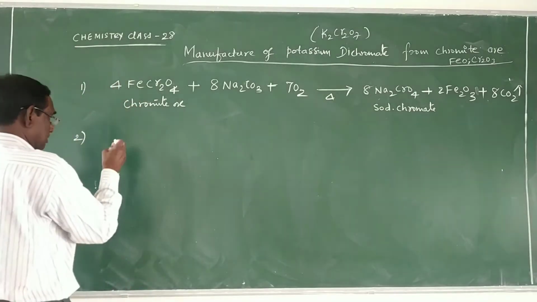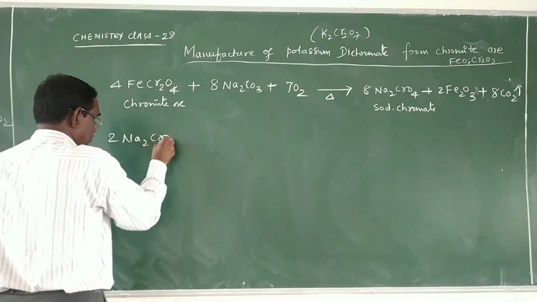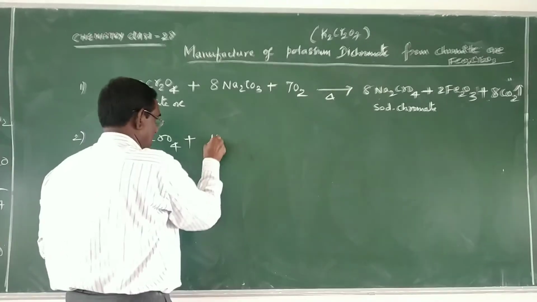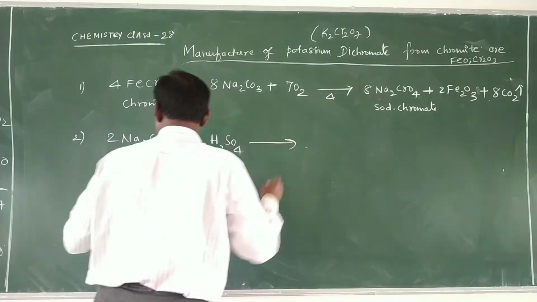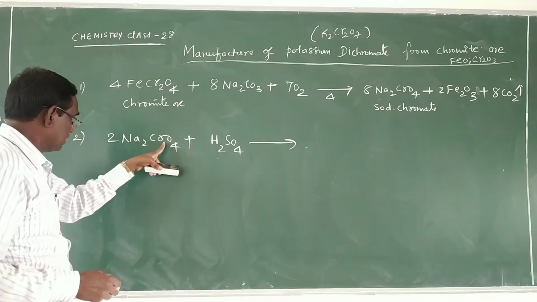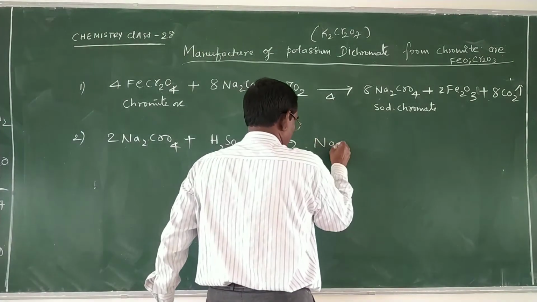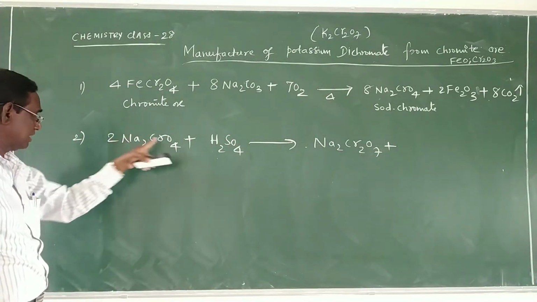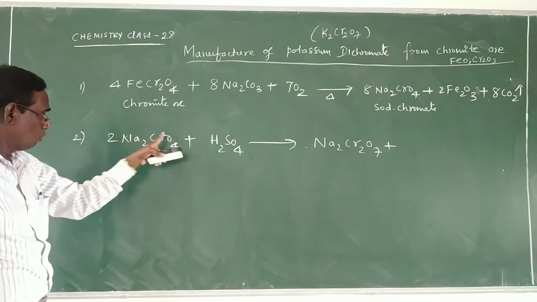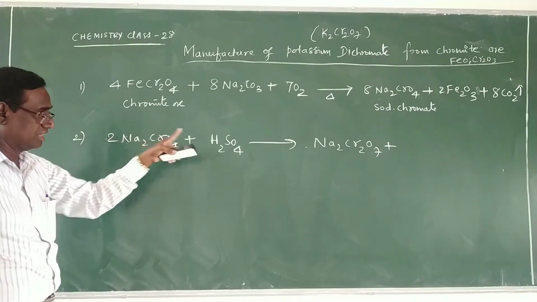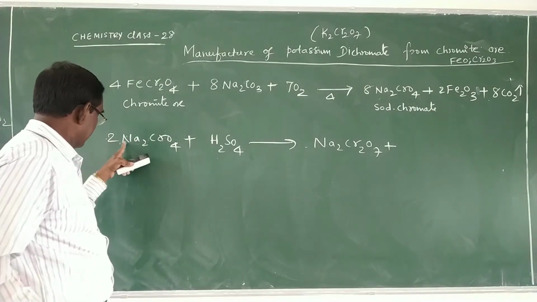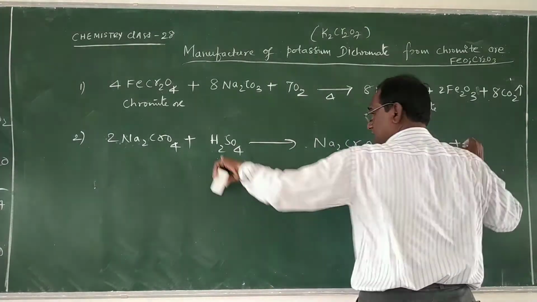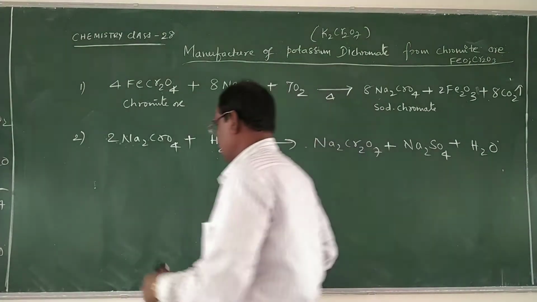This sodium chromate, 2Na2CrO4, is acidified with sulfuric acid, H2SO4, or any acid; I am going to write H2SO4. So now you can write Na2Cr2O7. What is that? Sodium dichromate. Na2Cr2O7 has 7 O, and then one more Na2 is there with SO4, that is Na2SO4, plus H2O you will get. Now you can write the second step.